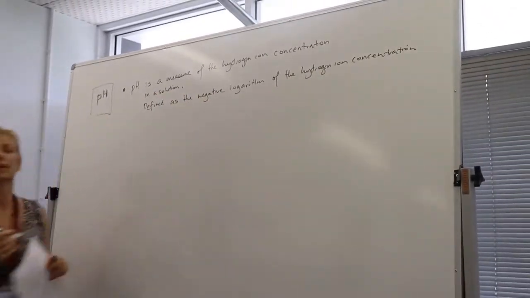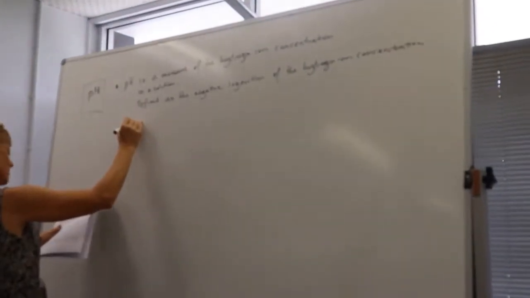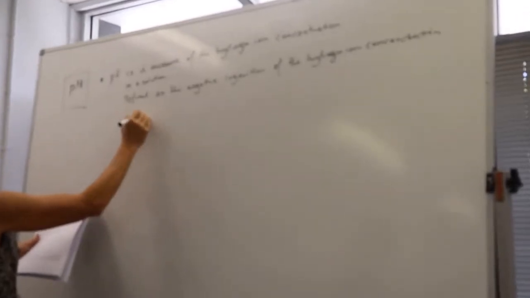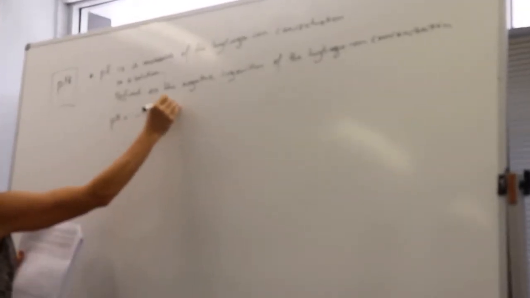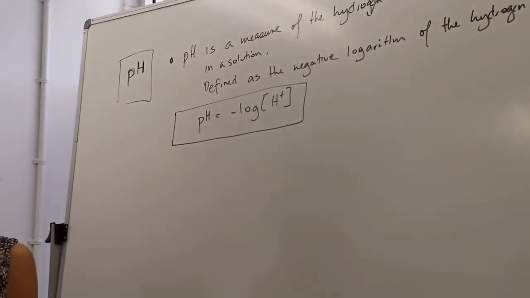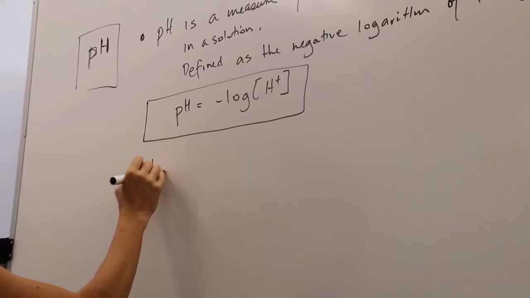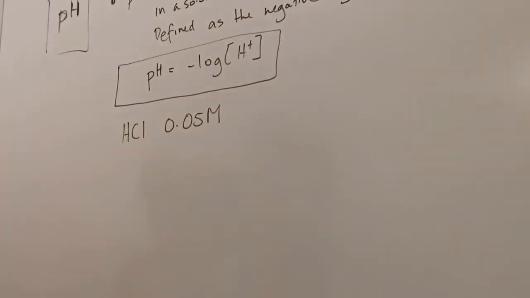So that's a verbal. All you have to know is the actual equation, which says pH equals minus log of the H plus ion concentration. That's it. So, to give you an example, we're going to do the pH of an HCl sample that has a concentration of 0.05 molar. So you'll need your calculators.